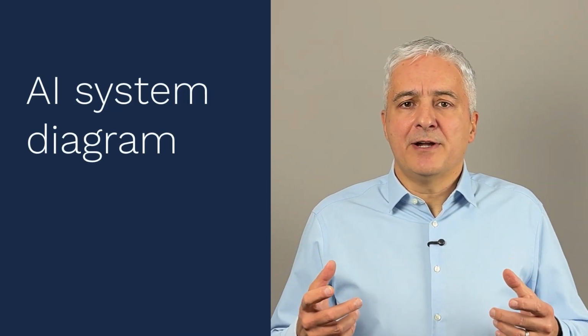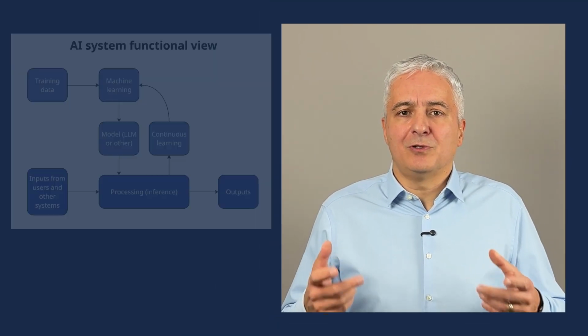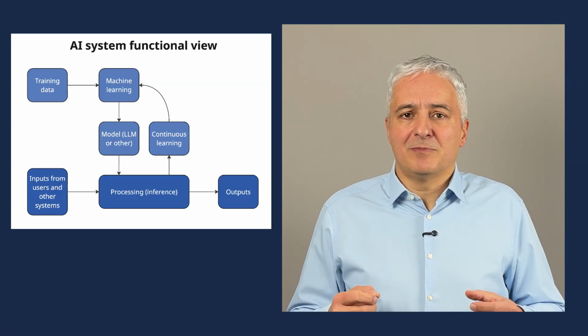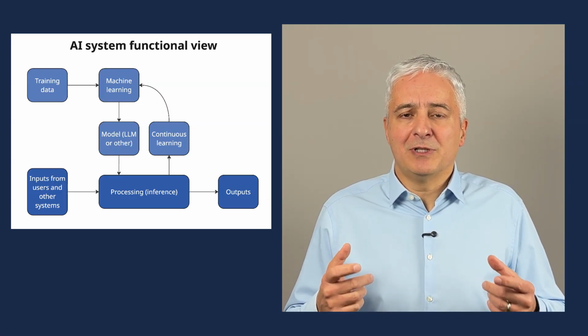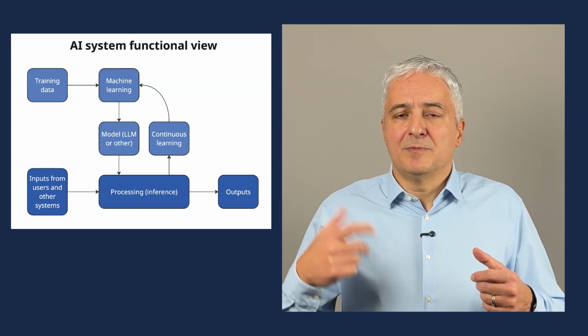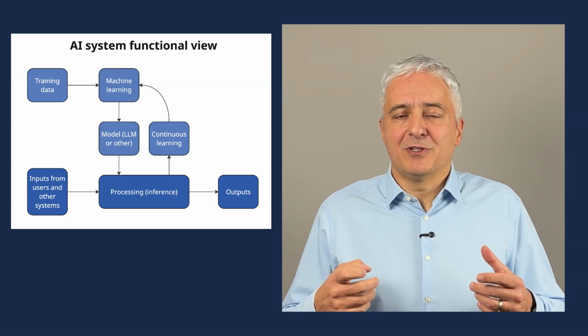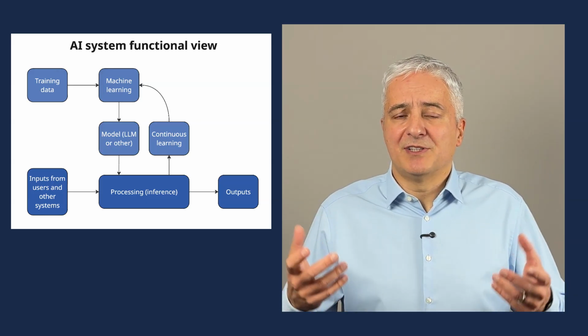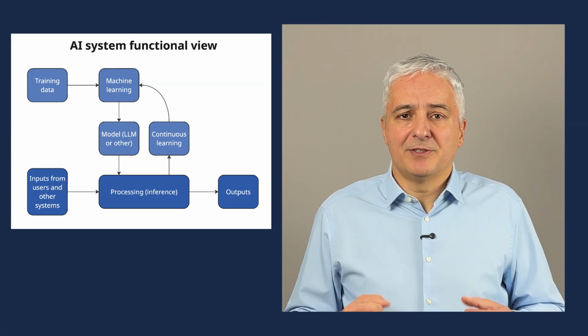Okay, the diagram that you can see on the screen now is called AI System Functional View. This is actually adapted from a standard called ISO 22989. By the way, this standard is very useful because it explains basic concepts of AI systems and also provides an explanation of basic AI terminology.